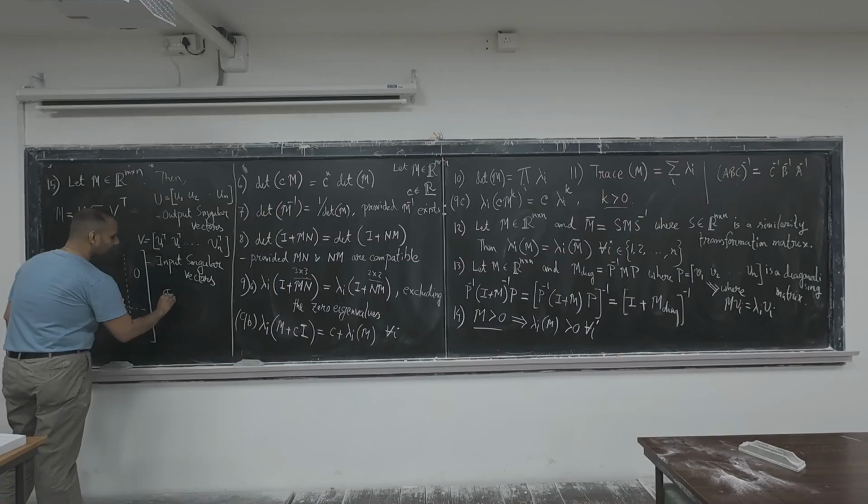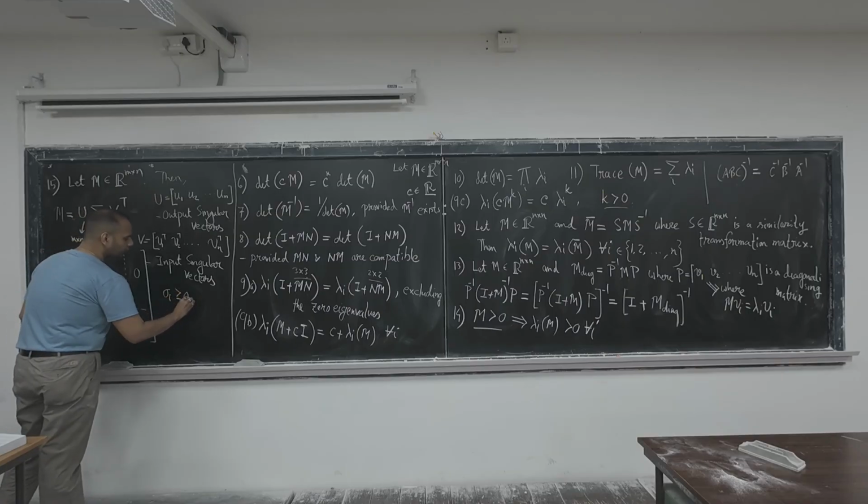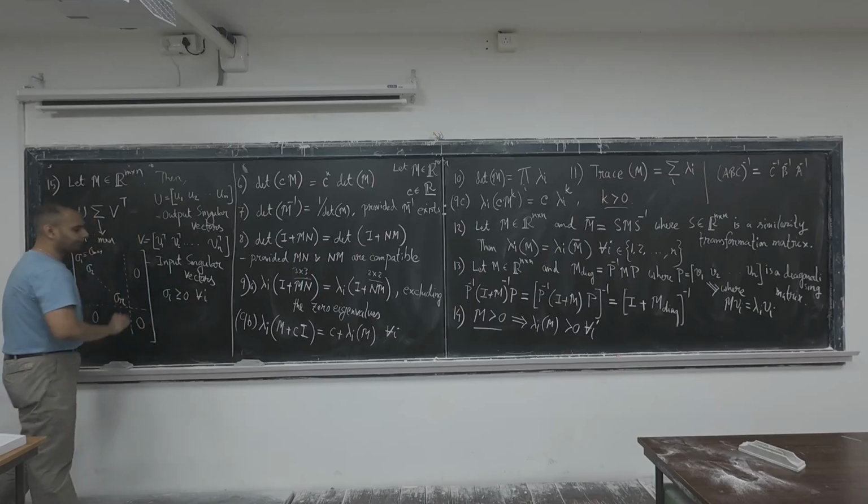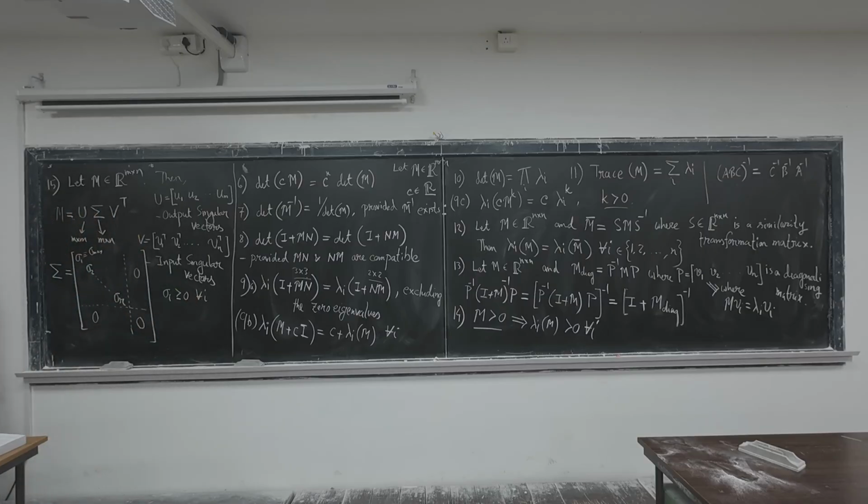So what should I write? That sigma i is greater than or equal to 0 for all i. So the sigma values are always non-negative. At the minimum it can be 0, but it can never be negative. Now, the way I have written, this sigma 1 up to r, so all the non-zero sigma values I have put together.